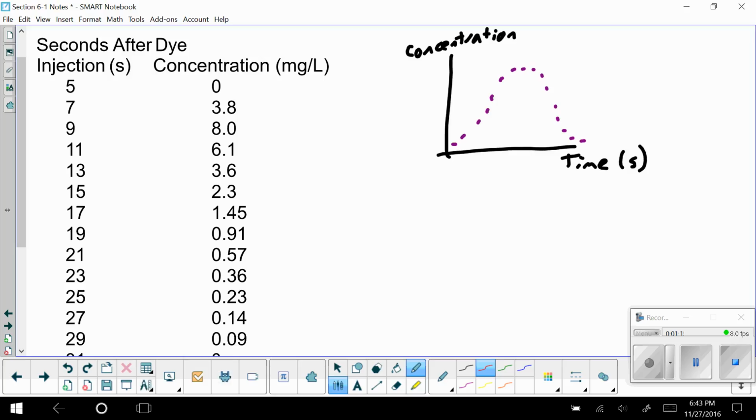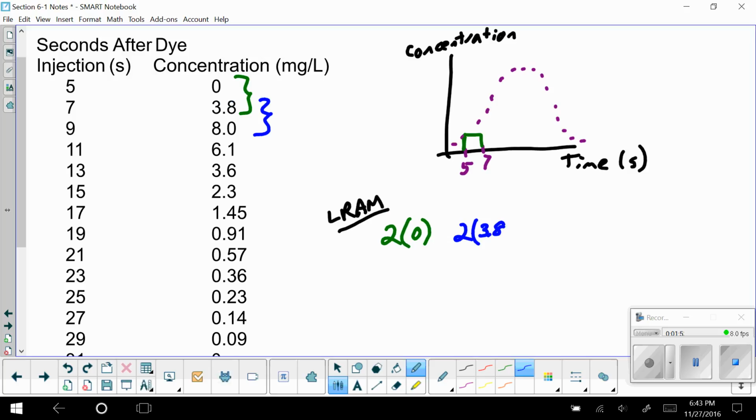So if I wanted to say from 5 to 7, well, if here's 5 and here's 7, the height of my rectangle is determined by the 5. So from 5 to 7, the width is 2, and the height was determined by the 5, which is at 0, because that would be our first rectangle. This is, again, I should say for LRAM. The next rectangle would be from 7 to 9, where the width is 2, and then my height is determined by the left, which is 7, which is 3.8.